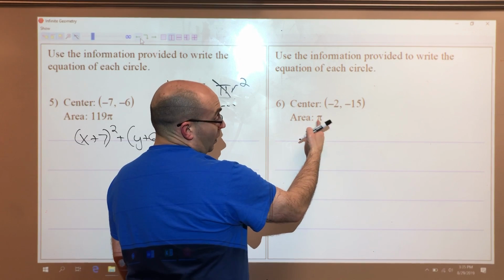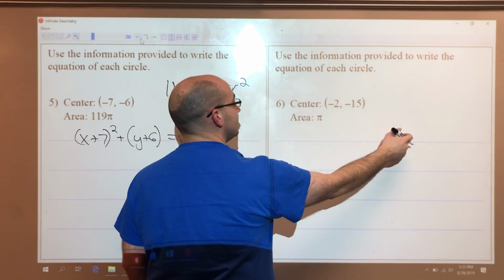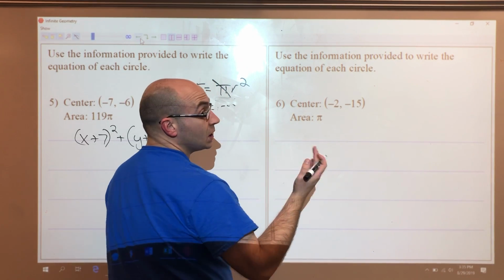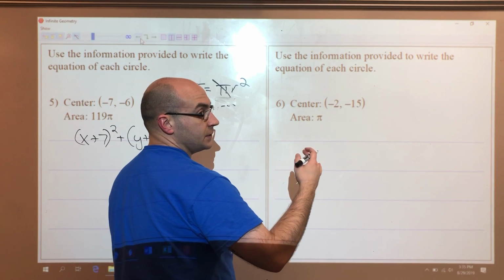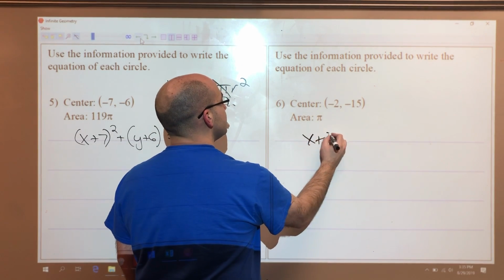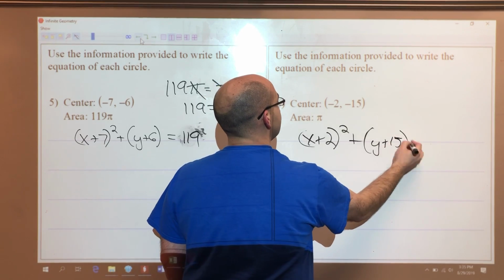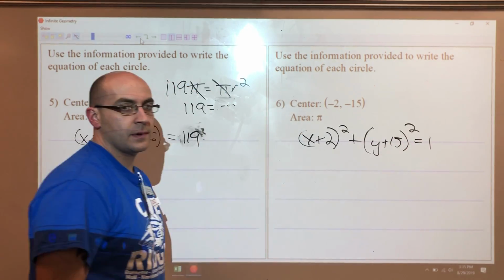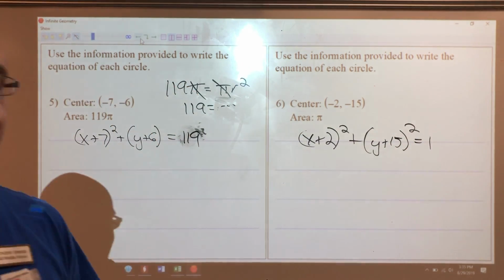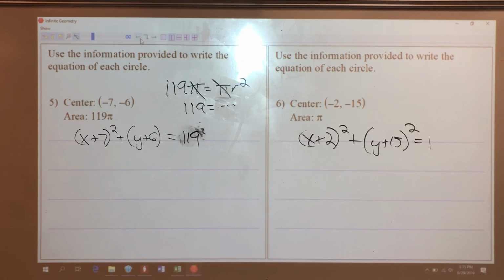Area is 1 pi, so that means my r squared value will also be 1, because 1 squared is 1. So x plus 2 squared plus y plus 15 squared equals 1. Easy, easy, easy. Can't get any easier. I mean, it can.